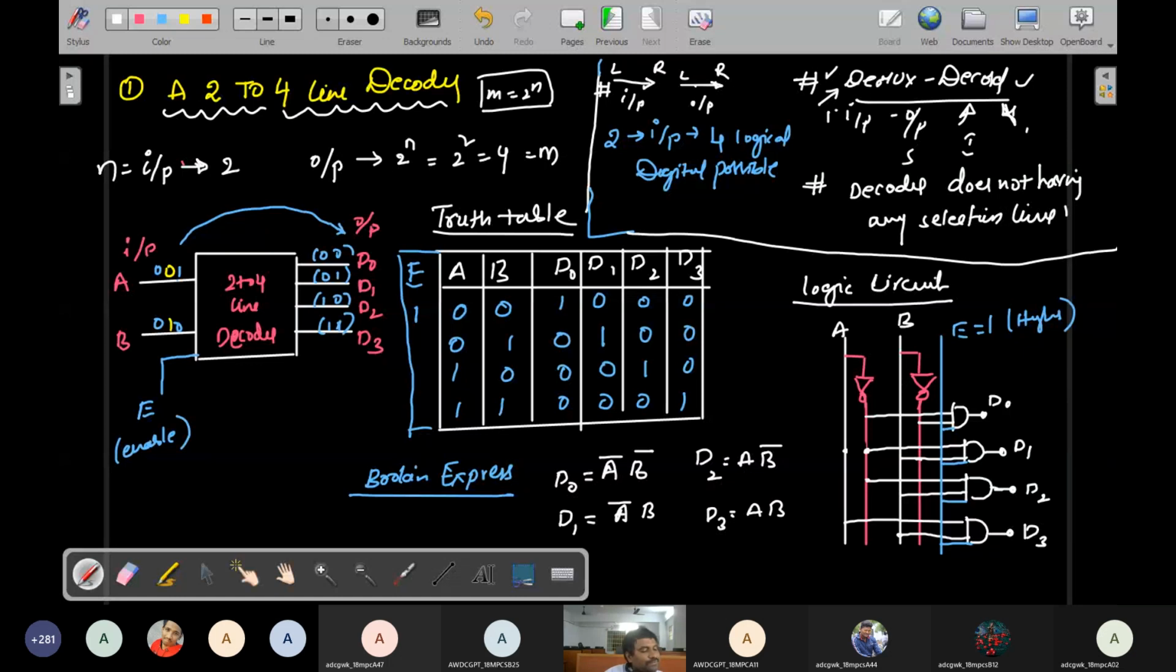In the next class I will explain the 3:8 line decoder and similarly the expanded decoder. So please tell me if everyone understands or not. Okay, after that I'll continue my class.